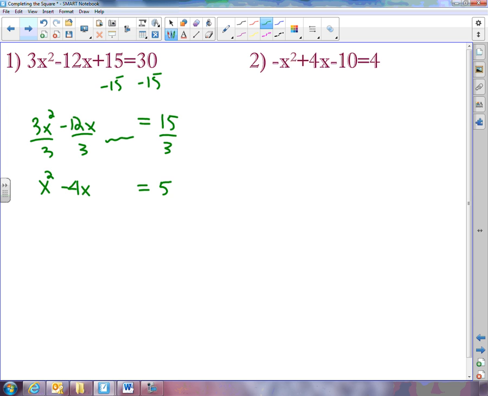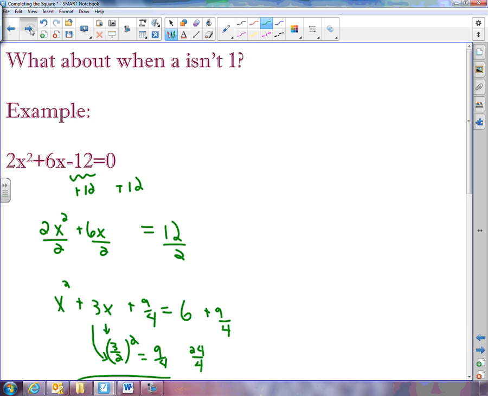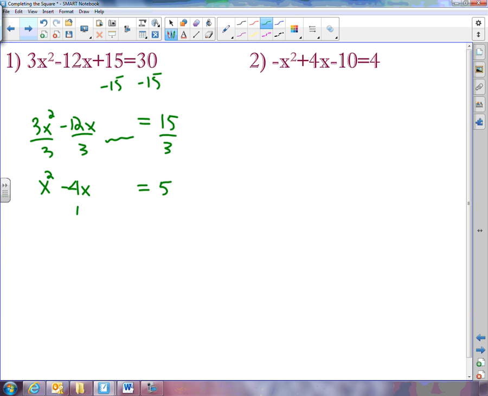So now I'm going to do the next step. If you recall, the next step is to take half of b and square it and add this value to both sides of the equation. So half of b would give me negative 2. If I square that, I get 4. And that's what I want to add to both sides of the equation. So after we've done that, this side is going to simplify to just 9. And I want to take this side and rewrite it as something squared.